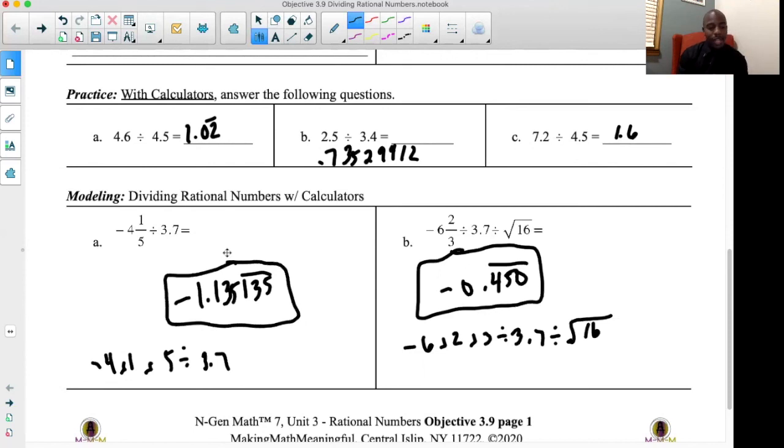Take your time as you work on the independent practice. The biggest error that you might make is typing in the wrong button. Please be very careful about that.